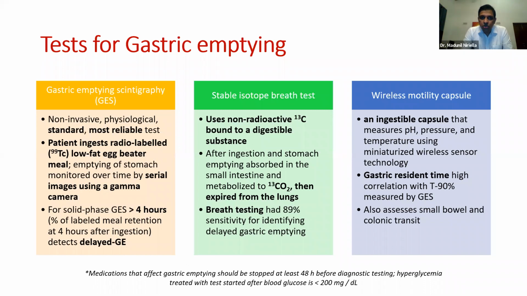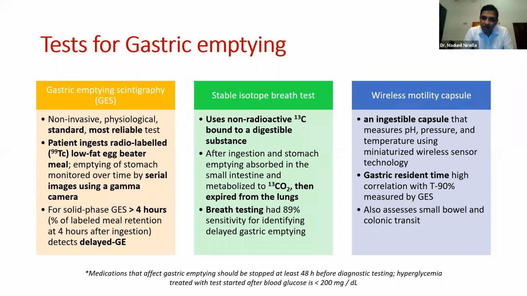The alternative is to use a non-radioactive carbon-13 bound digestible substance. After ingestion, stomach emptying, it is absorbed in the small intestine and metabolized to release carbon-13 carbon dioxide, then expired from the lung. Breath testing can detect this non-radioactive carbon-13, and it has good sensitivity in detecting gastric emptying, but not as good as scintigraphy. So the stabilized isotope, non-radioactive breath test also can be used.